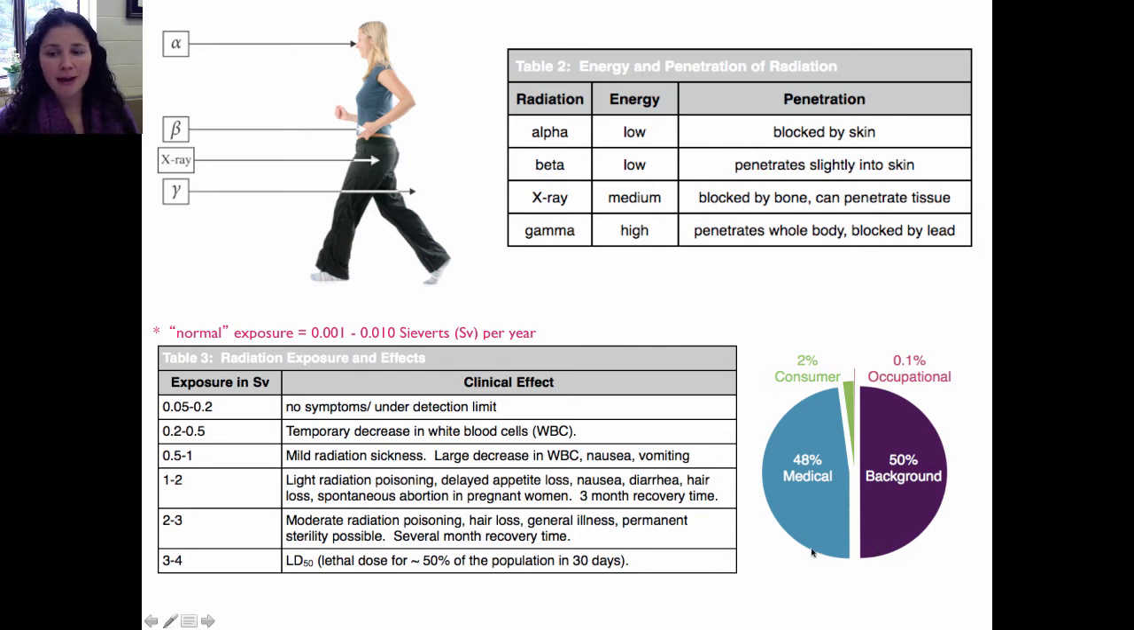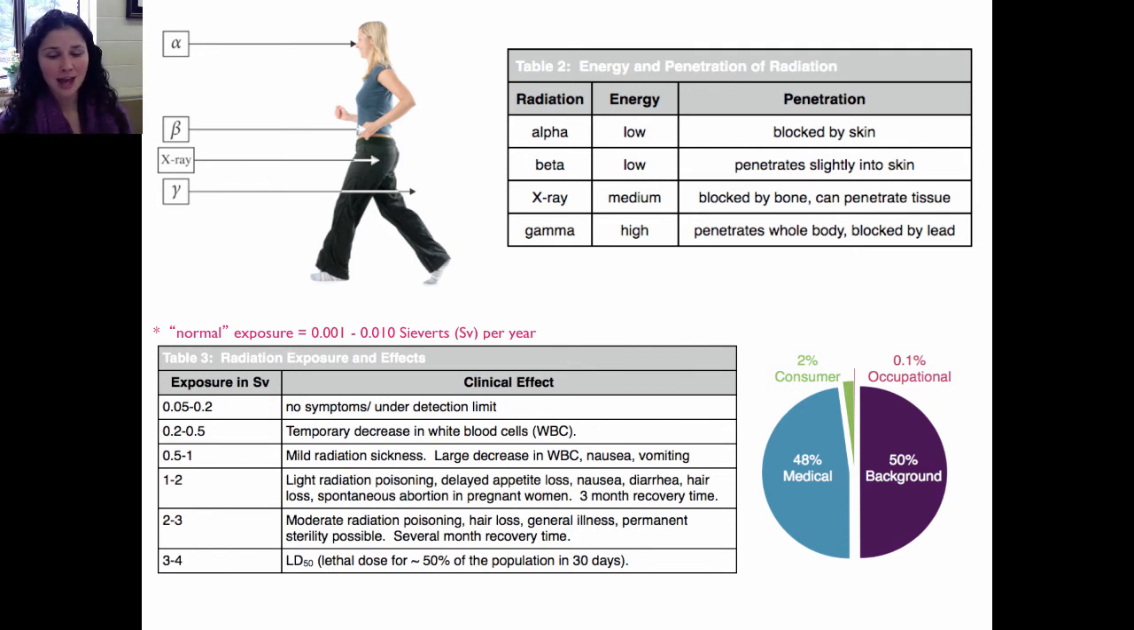About 48% of the average person's radiation exposure comes from medical treatments. 2% comes from consumer products like televisions, smoke detectors, and things like that. And then about 0.1% comes from the occupation. So someone like a radiation technician in a hospital might have a little bit higher occupational radiation exposure than most people. But this radiation exposure in the hospital is carefully monitored for any employees.